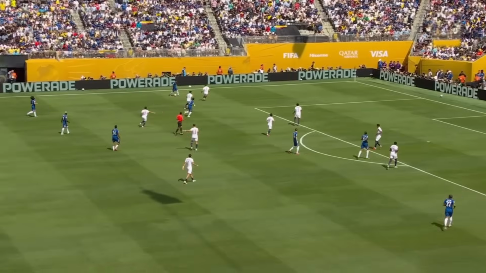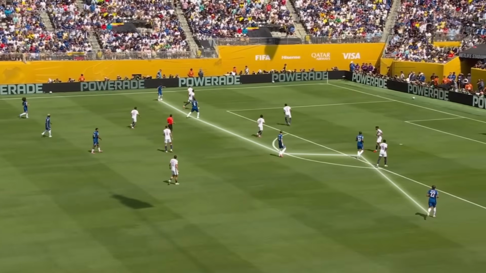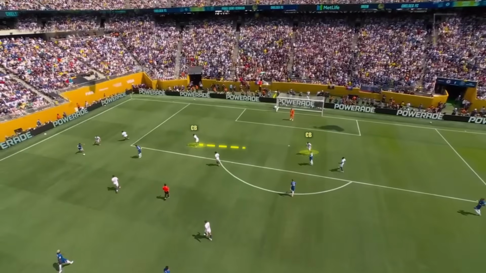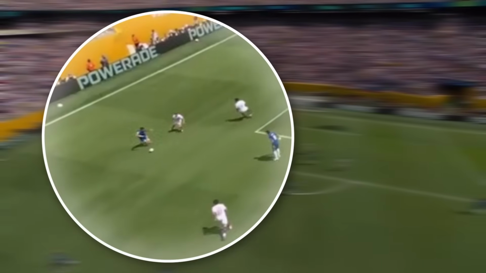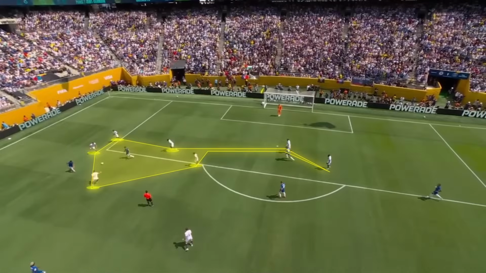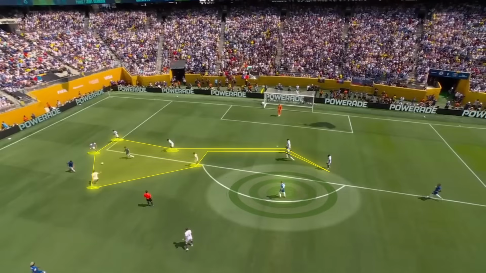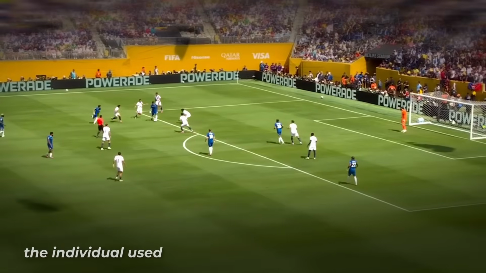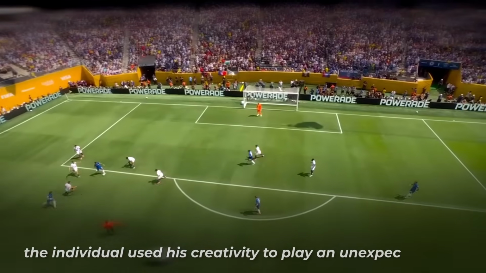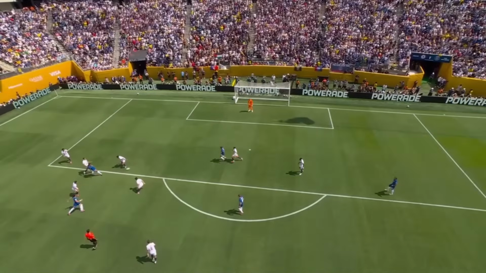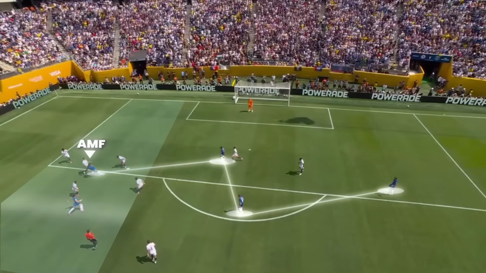Chelsea again entered the final third without compromising their structure. Now the opposition backline is stretched, and the individual threat of the winger has further disrupted the opposition structure. By having a clear structure, Maresca aims to exploit those temporary disruptions. Here the individual used his creativity to play an unexpected pass. But don't forget that it was the structure that placed him in the half space to maintain that diagonal connection with his striker.